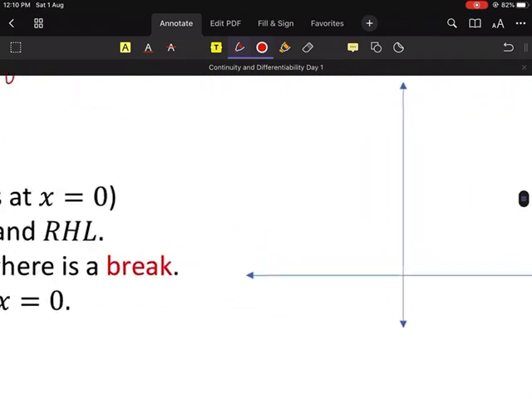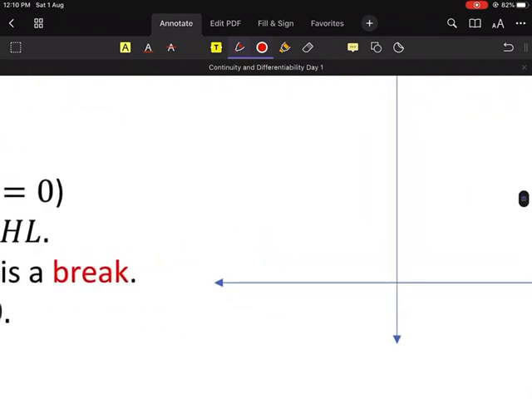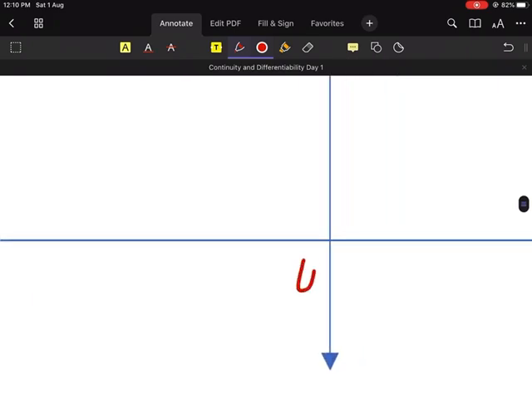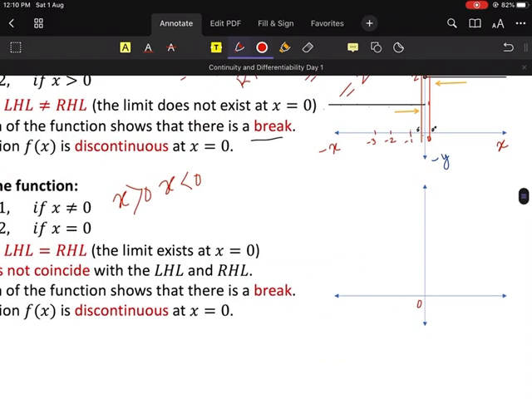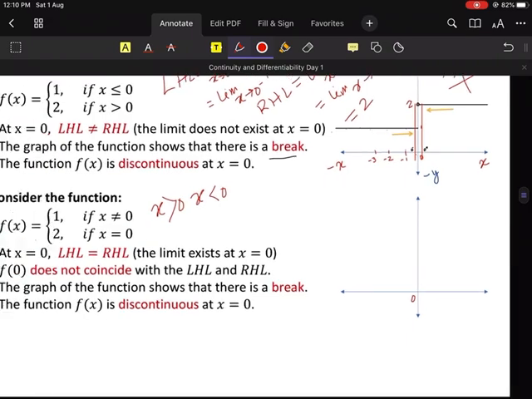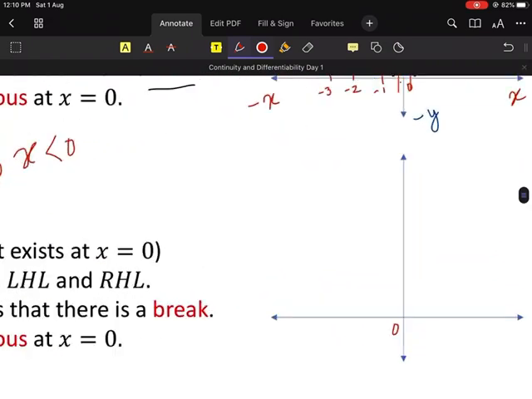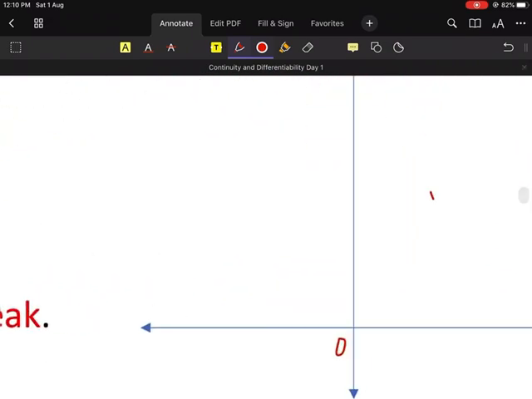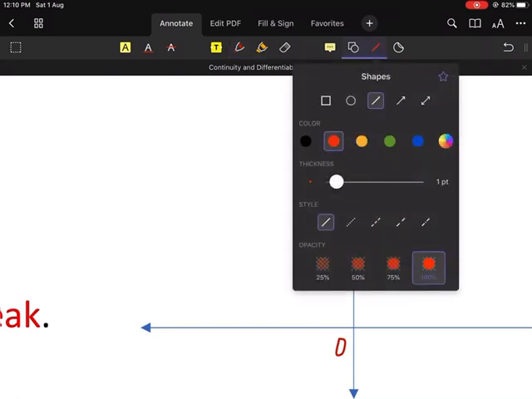So let's try drawing this diagram. First thing, tell me one thing. When x is equal to 0, what is the value of the function? The value of the function is 2. So I will mark the point 2, and I will make a circle like this. So it is 2. Everyone clear? Understood?